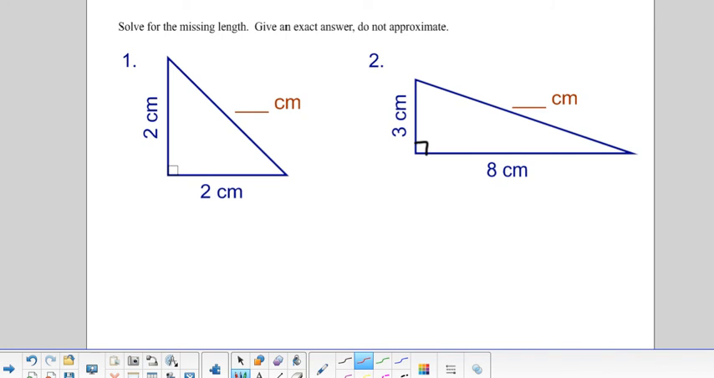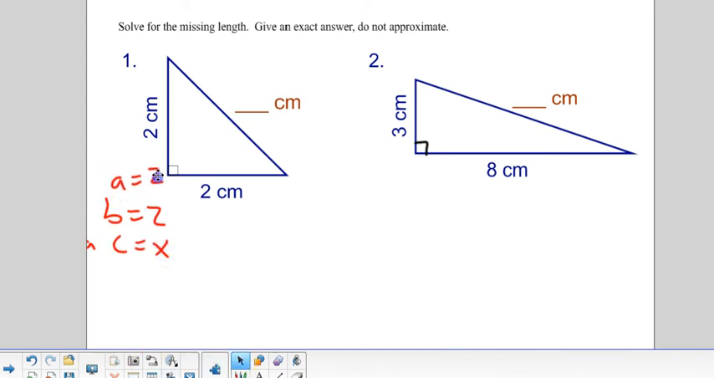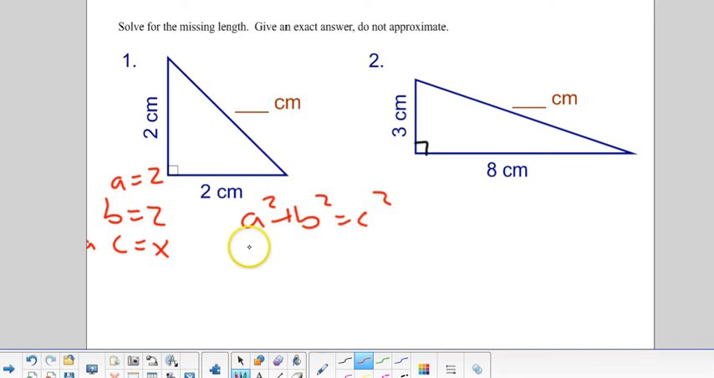So we're going to apply the Pythagorean theorem here. Right, I prefer IFSMU here. So in this case, A is 2, B is 2, C is X. So 2 squared plus 2 squared equals X squared. 4 plus 4 is 8.